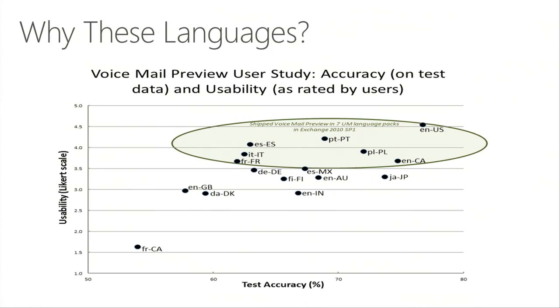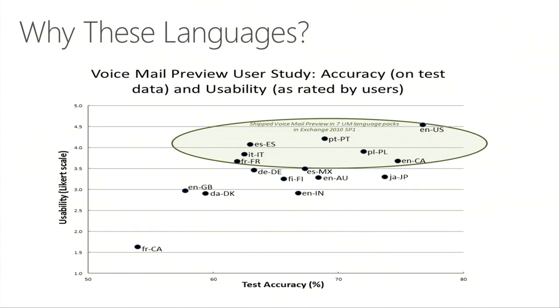There are a few other languages that are right on the bubble, like Mexican Spanish, ESMX. Microsoft could maybe... 3.5 is right at the margin of what I would consider to be usable. But there are a bunch of other languages, like Canadian French. For some reason, its recognition accuracy is poor, and as a result, people thought it was a terrible language implementation. They didn't want to use it.